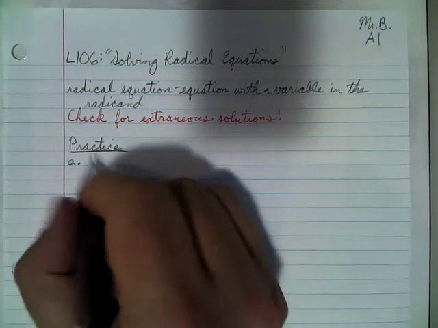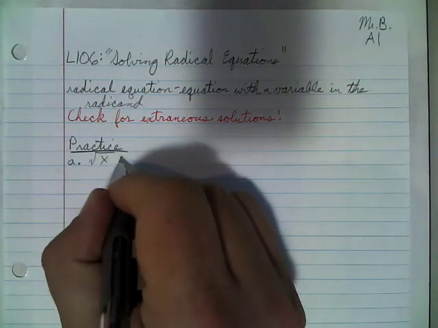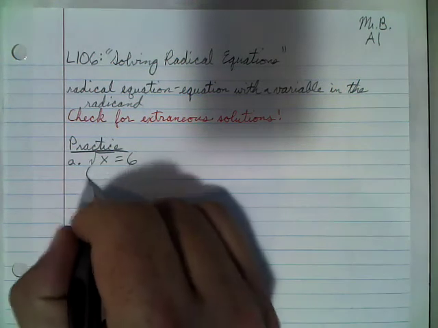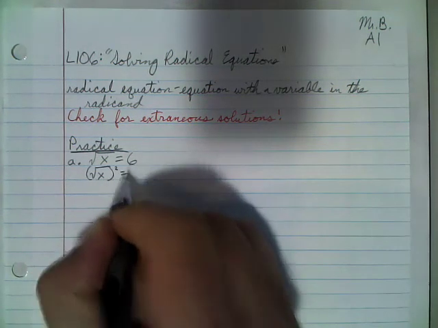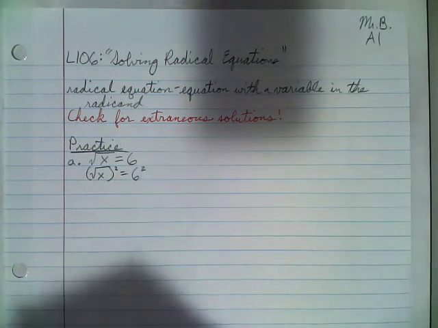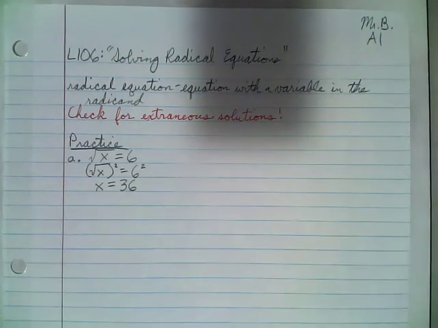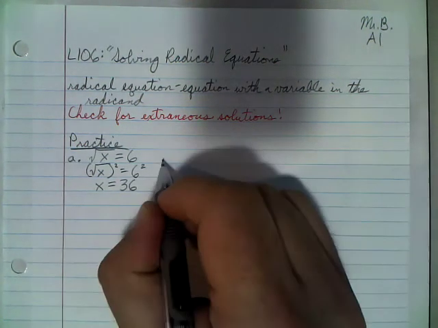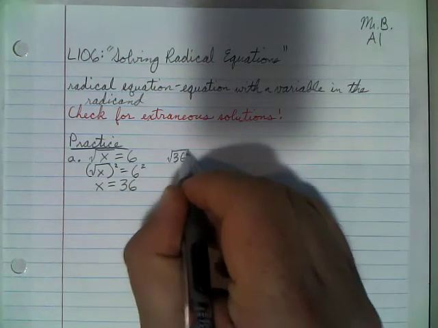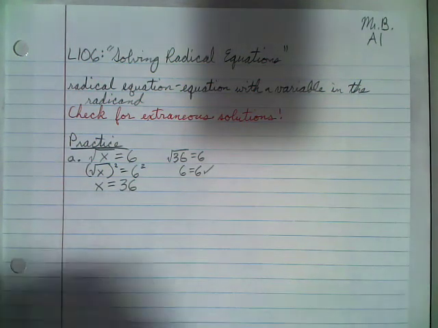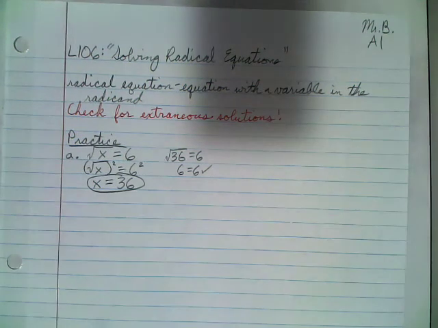A, we have the square root of x, or radical x, equals 6. So a radical is related to a square root, and the inverse of a square root is squaring. That's why we call it a square root. So if we square both sides, that should cancel out my root on the left here. So therefore x should equal 36. And if we do a quick check on that, radical 36 should equal 6, and of course radical 36 is 6. That's easy enough. So x equals 36 is our solution.